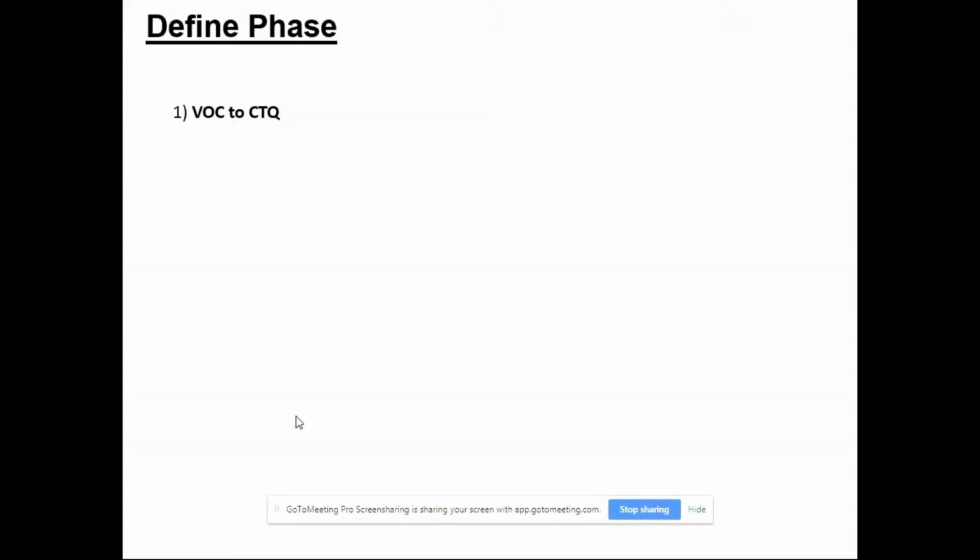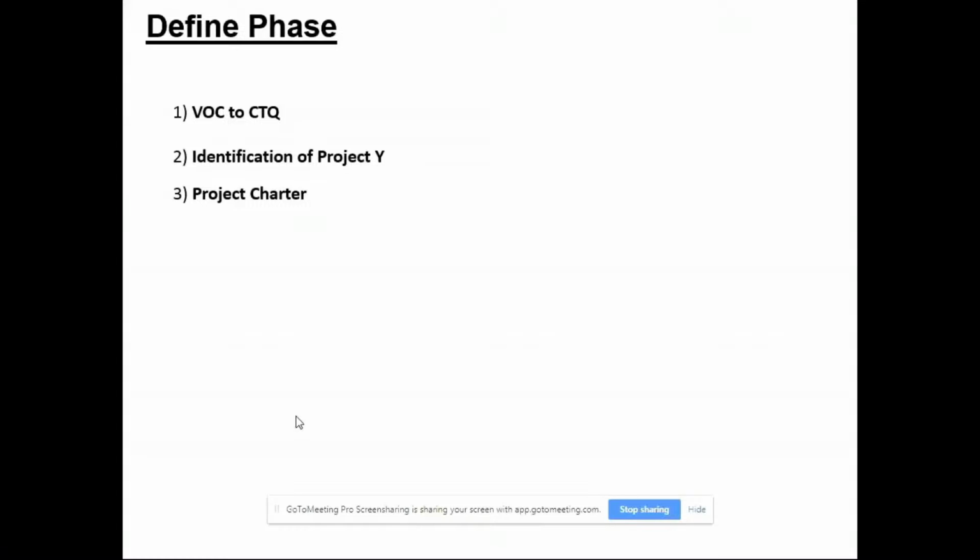So you get the VOC from the customer. There are various ways you can convert it into a CTQ, which is something measurable, right? Identification of project Y. Once you have identified the CTQ, you would know what the metric is. So project Y is the metric or the leading indicator of a project. Then you would put together the project charter. So what would the project charter comprise of? What all information would be there in the project charter?